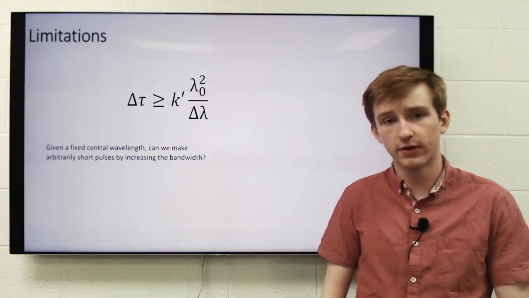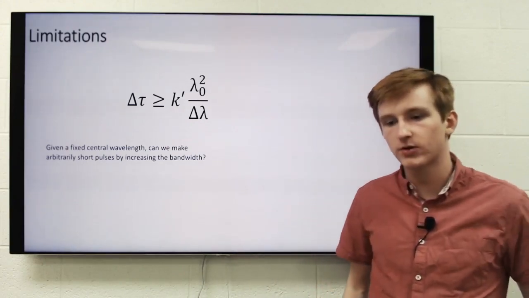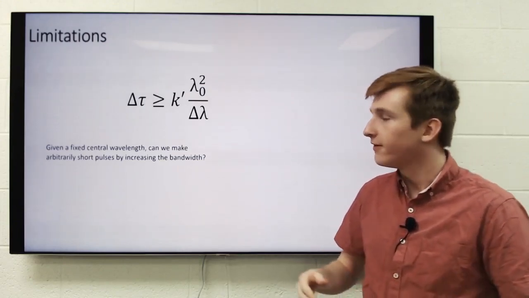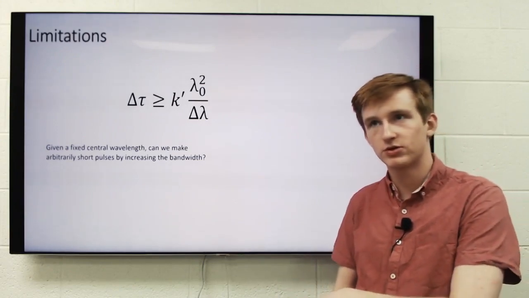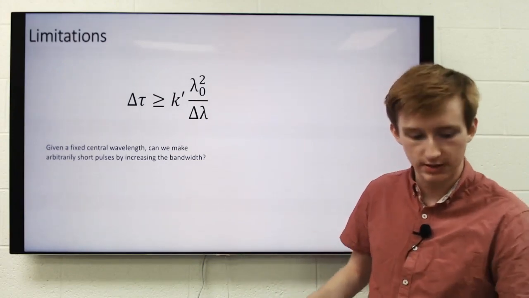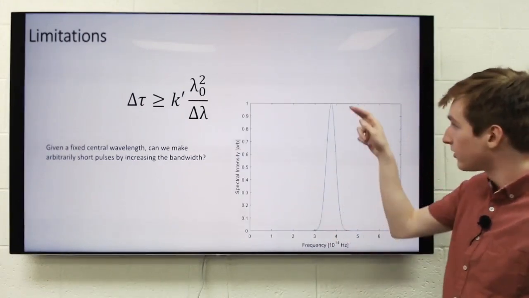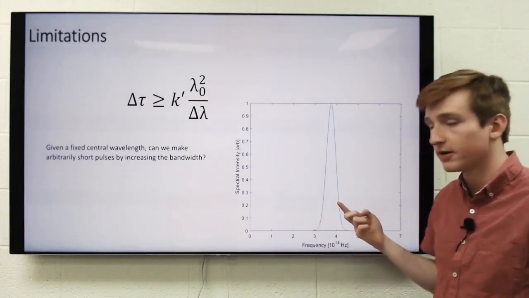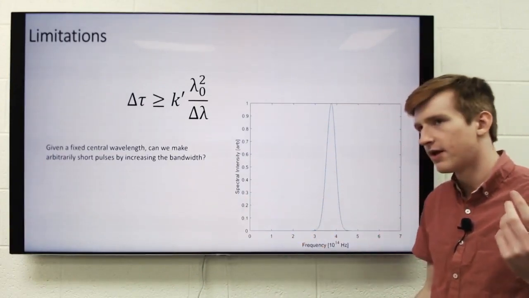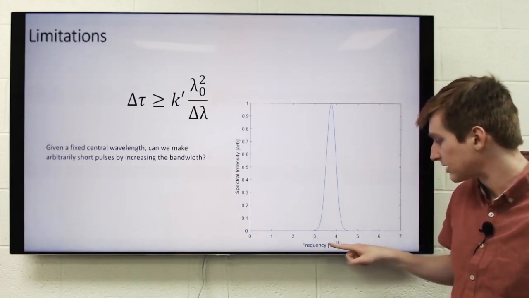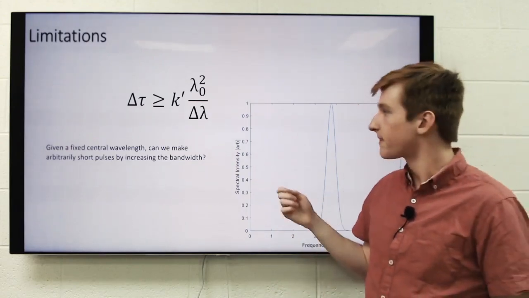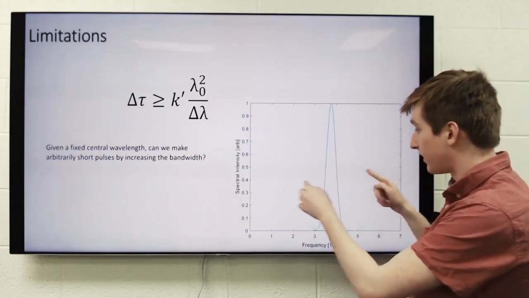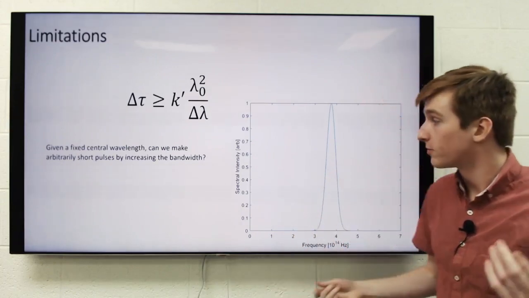And the way to see this is you have to convert it over to frequency. And the reason you want to talk in frequency is because it's directly proportional to energy, and so it's nicer to talk like that. So if you convert our intensity spectrum over from wavelength to frequency, you get a picture like this. So here is an intensity spectrum in terms of frequency instead of wavelength, centered at 800 nanometers. 800 nanometers converted to frequency is 3.75 times 10 to the 14. So here's our fixed central wavelength. In theory, can we increase the bandwidth as large as we want in order to get shorter pulses?